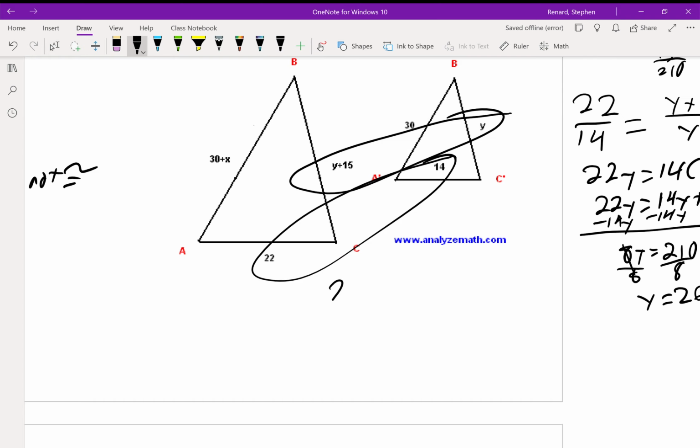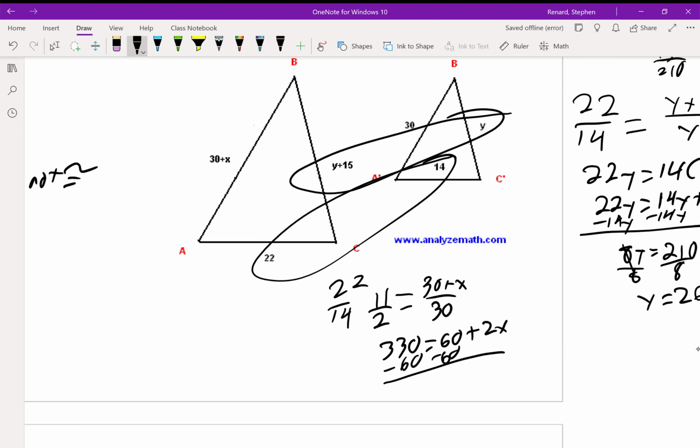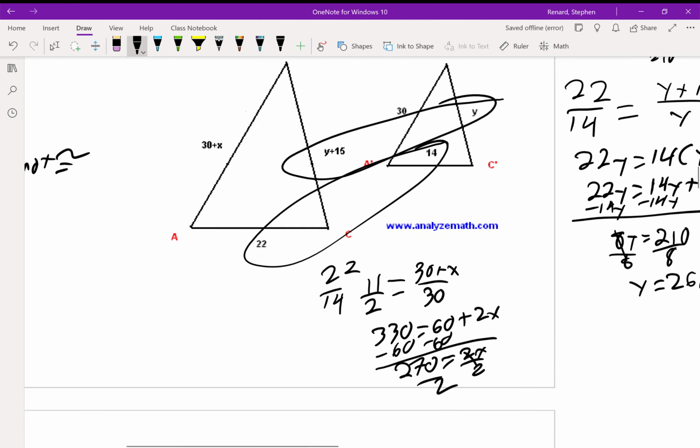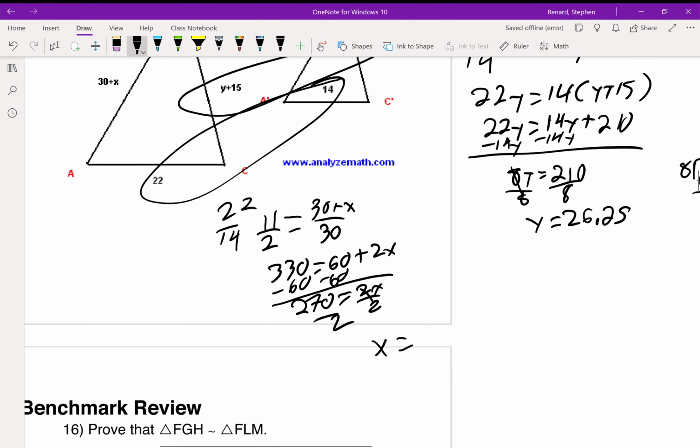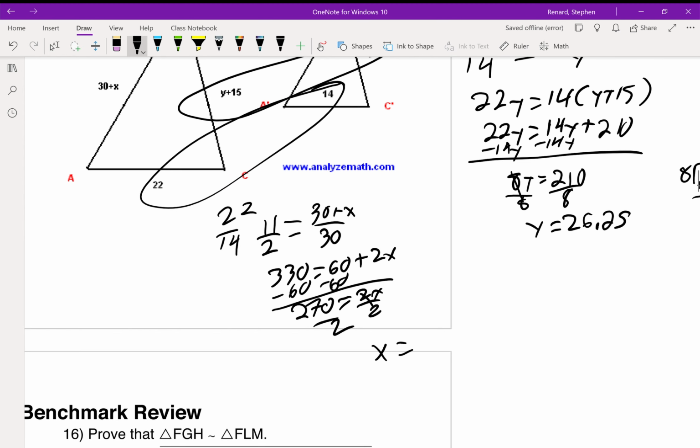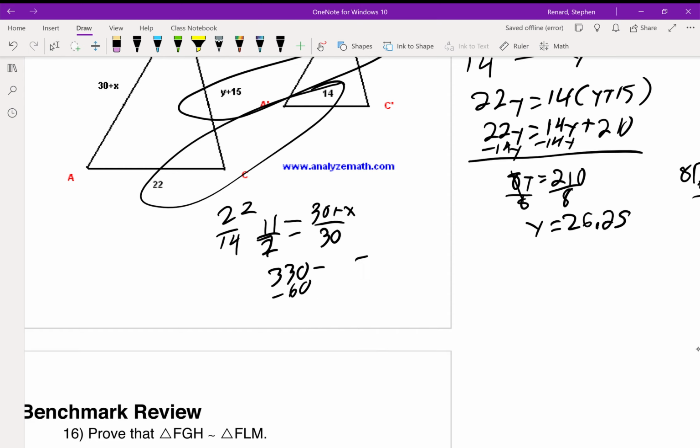And then here we'd have 22 over 14, which if we pull a 2 out is 11 over 2, equals 30 plus x over 30. So we get 330 equals 60 plus 2x. Subtract 60. That's going to give me 270 equals 2x. Divide by 2. And we get x equals 11 over 7. I'm like, this is not making sense.